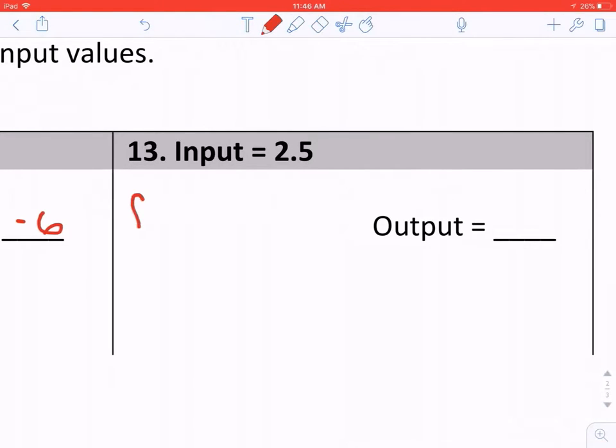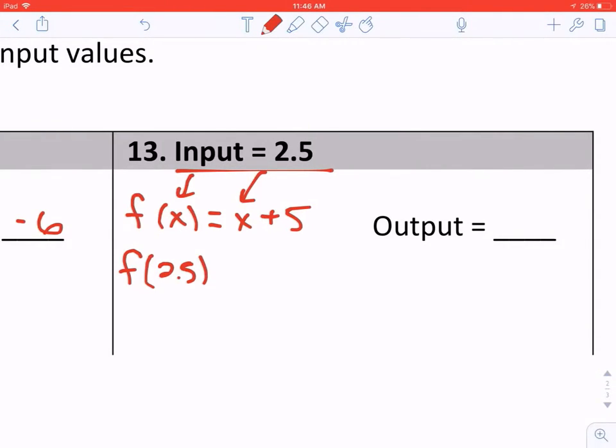13, write down the function f of x equals x plus 5. Examine what we're given. We are given the input. The input goes in for the x values. When you substitute, please use parentheses. 2.5 plus 5 is 7.5.